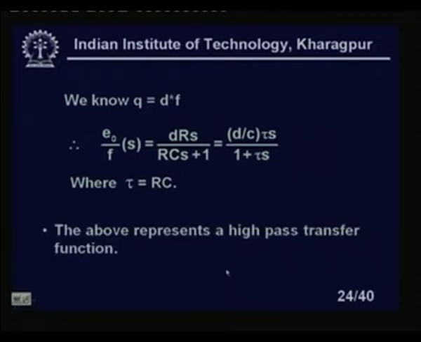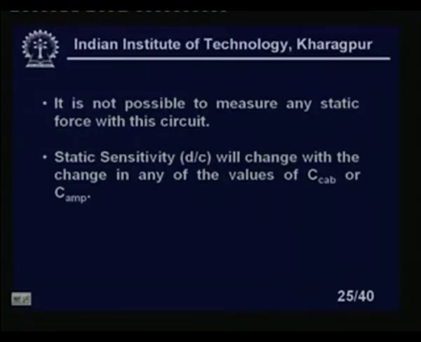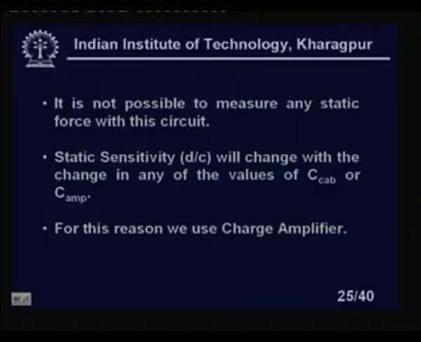The above represents a high pass transfer function. So, it looks like it is not possible to measure any static force with this circuit. Please note, static is not possible, so only in the dynamic case, whenever there is a change in the force, can I measure it and get the output, otherwise we will not get any output. The static sensitivity D by C will change with any change in the values of the C cable capacitance and C amplifier. So it is sensitive to these, so these must be constant. Since it is not possible to keep all these things constant, it is better if you use a charge amplifier.